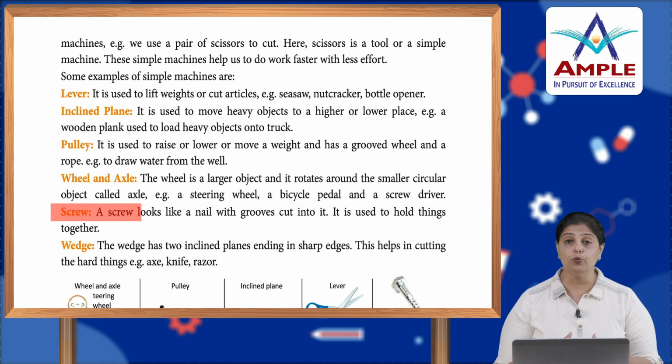Screw. What is a screw? It looks like a nail with grooves. So, there are grooves on it which help it to get fixed into a hole easily. It is used to hold things together.